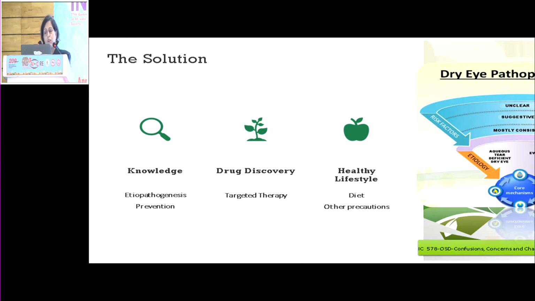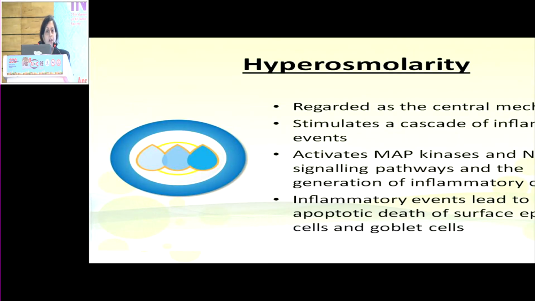So as far as the pathophysiology is concerned, there are certain aspects which are unclear, certain suggestive, certain mostly consistent, and over the previous talks, we've learned what are the big bugbears or the usual culprits in causing dry eye. And then they lead to this kind of deficiency, which is, as you know, aqueous or evaporative, but ultimately you have a decrease in tear film volume. As a result of that, you get a hyperosmolarity, and this is regarded as a central mechanism. And it's not just the hyperosmolarity per se, but it triggers a whole set of mechanisms on the ocular surface as a cascade of inflammatory events.